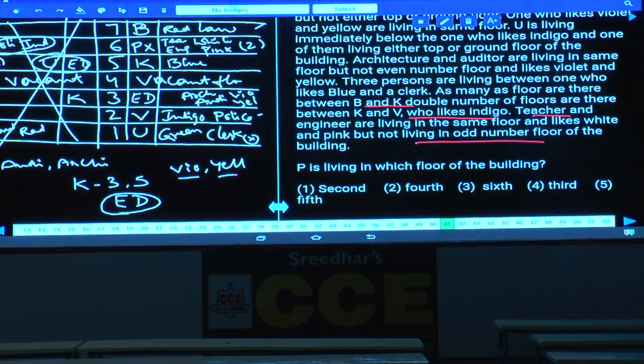And the person, the green clerk. Next one, police indigo, E and D, architecture and auditor in any order, violet and yellow, and K blue, P and X teacher, engineer in any order, white and pink, and B red and the lawyer.